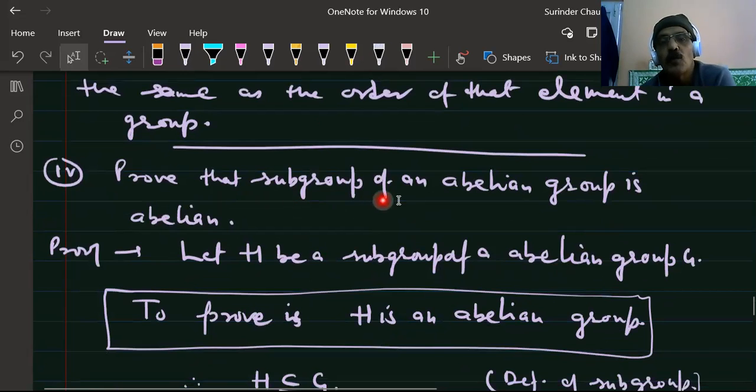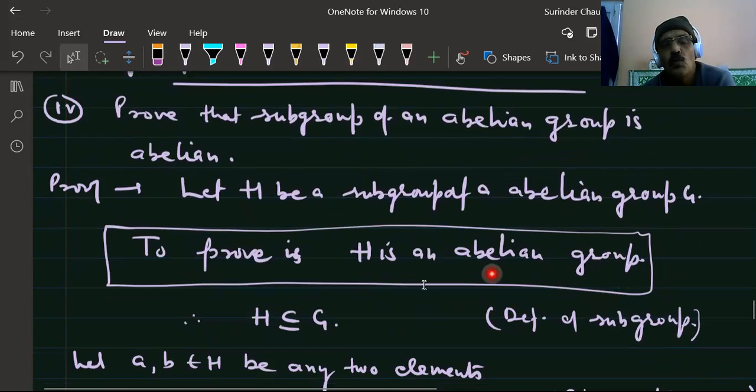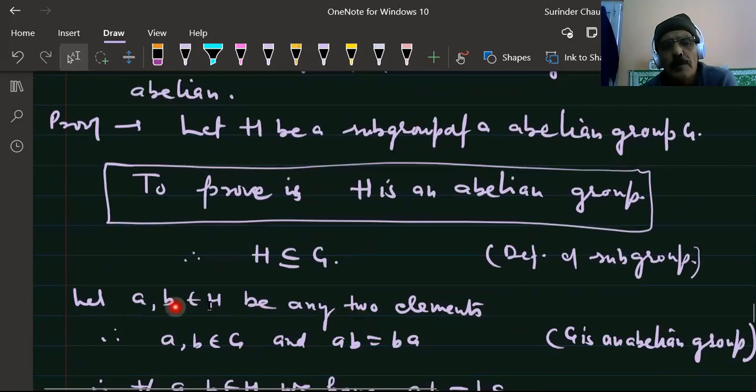Prove that a subgroup of an abelian group is abelian. This is the commutative property. So after the fourth, we are discussing the fifth property also. Let H be a subgroup of an abelian group G. Now we have to prove that H is abelian. We know H is a subgroup of G, so H is a subset of G. If you take any two elements belonging to H, out of whatever number of elements H has, we will take any two of them.